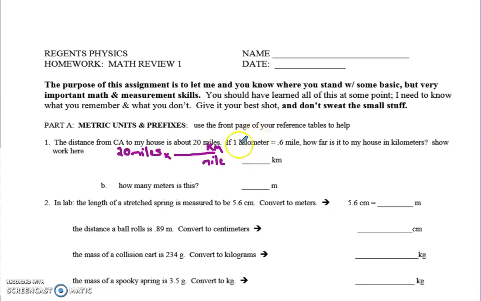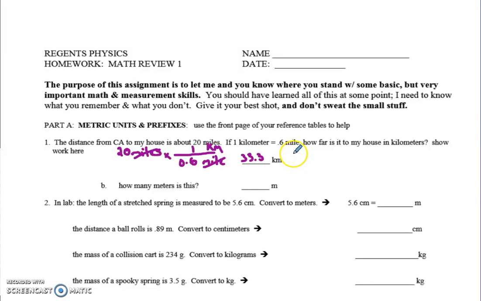And then if I use the numbers given, 1 kilometer is 0.6 miles, I'll see that the units of miles cancel out. And what I do in my calculator is 20 divided by 0.6. And if you try that out on your own, I got 33.3 kilometers.